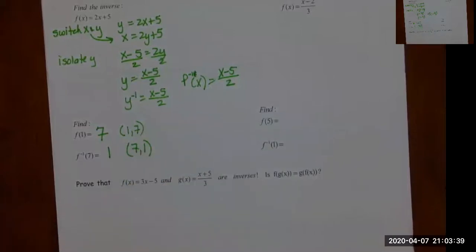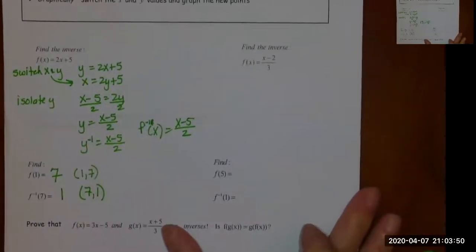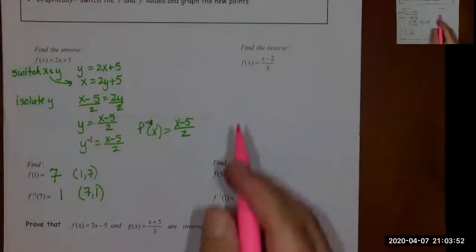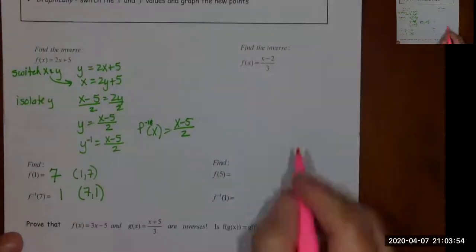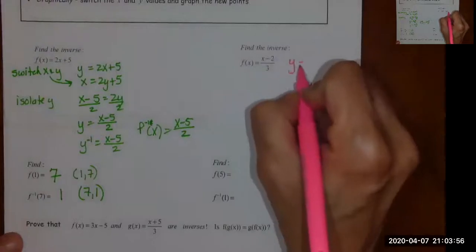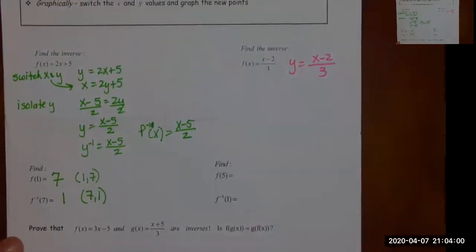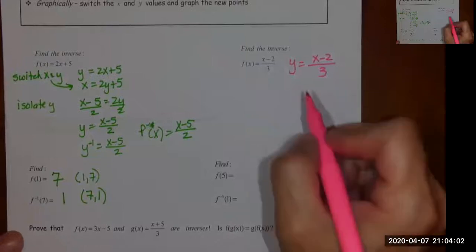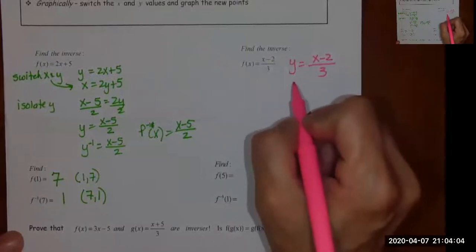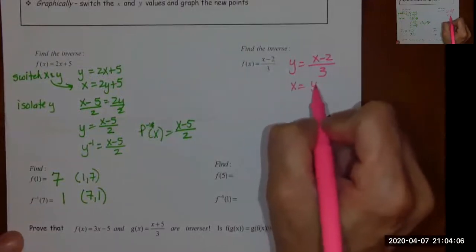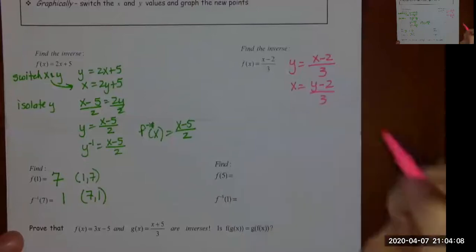That's a test that you can do to see if that actually works. (1, 7) goes to (7, 1). That would be proof that it was an inverse, right? So let's try this one. Again, we're going to switch x and y, so we better get a y. All right, what are we going to do next? Isolate the y. So, well, let's switch them. So x equals (y minus 2) over 3.